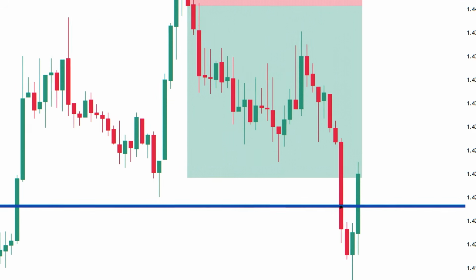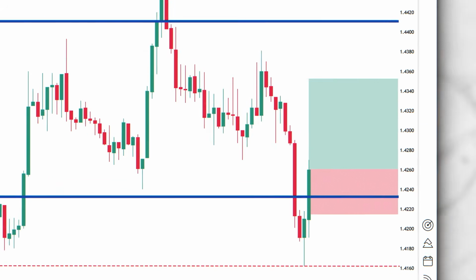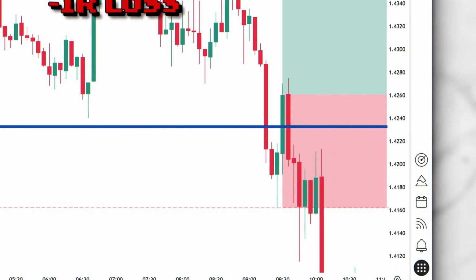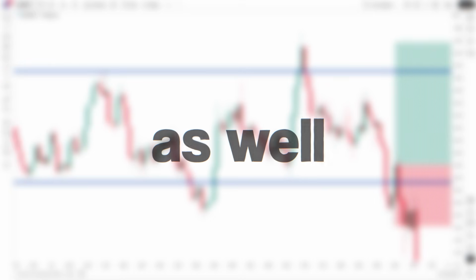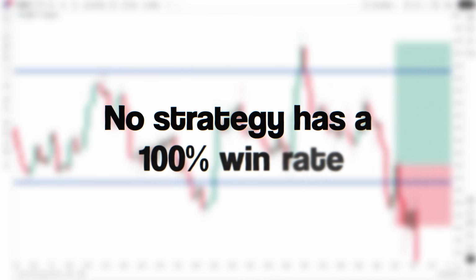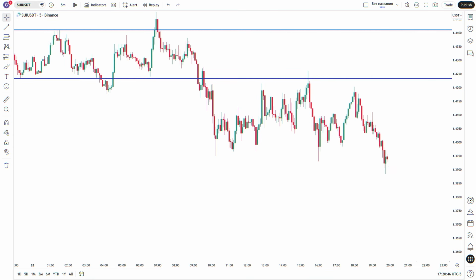Later, price forms another breakout and returns back into the trading range once again. We enter a long position. This time, the trade gets stopped out. I want to be transparent with you. I show not only winning trades, but losing trades as well. No strategy has a 100% win rate. After that, price moves down and does not return to the trading range for the rest of the day.